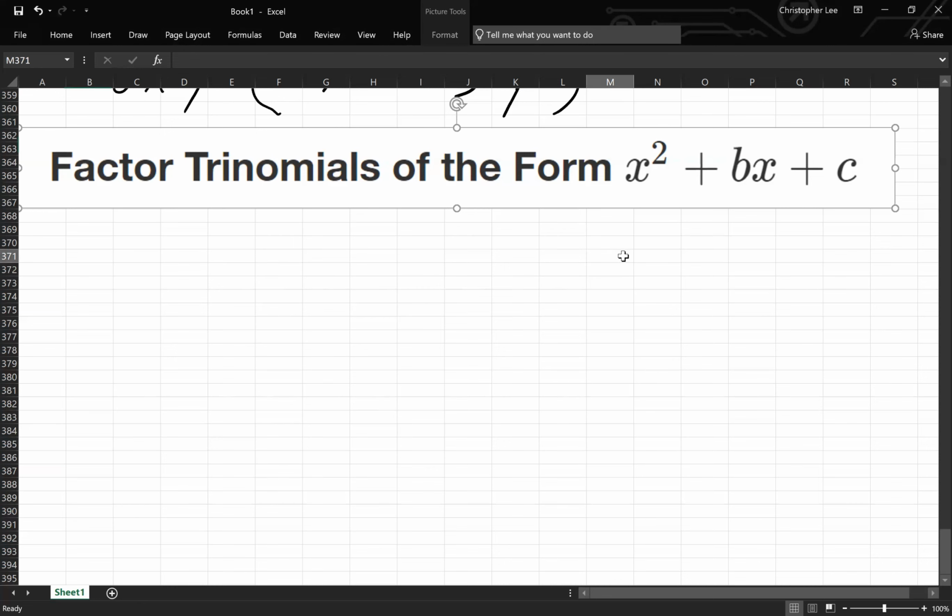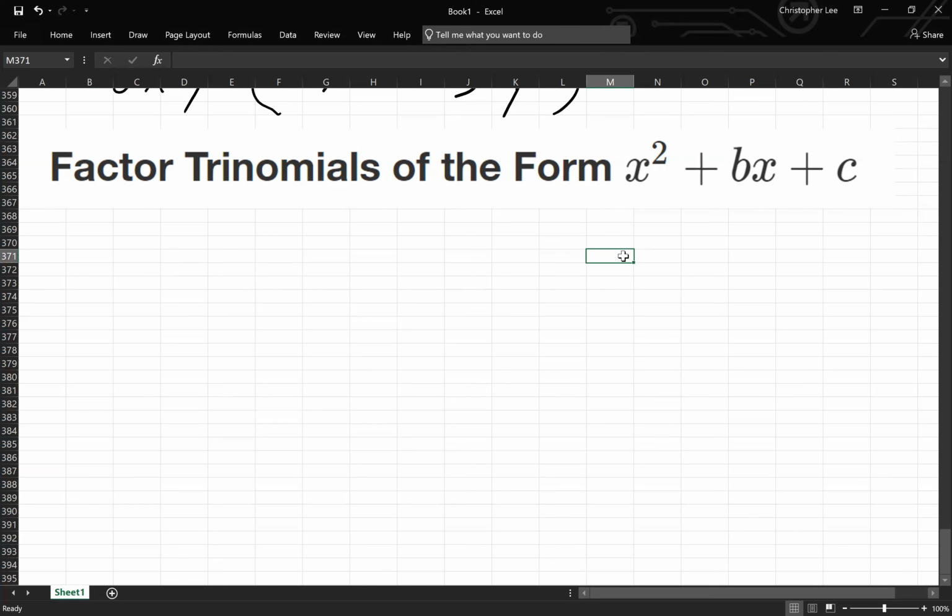So I'm gonna have a trinomial. Trinomial means 3 terms. This is how it's gonna look: x squared plus bx plus c. And no shock, what do I want us to do? I want us to factor this.